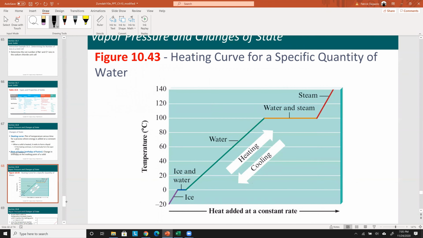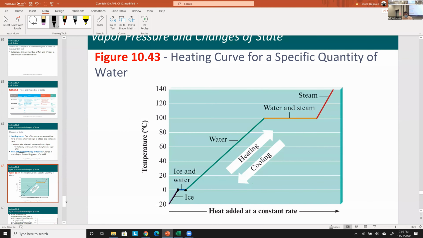So here's what the heating curve looks like. You have ice at very low temperature, this is for water, of course. As energy is added at a constant rate on the x-axis and temperature on the y-axis, you add energy to the ice, and eventually you get to the melting point. At the melting point, until all of the ice is converted to water, you have a combination of ice and water, no matter how much energy you add.